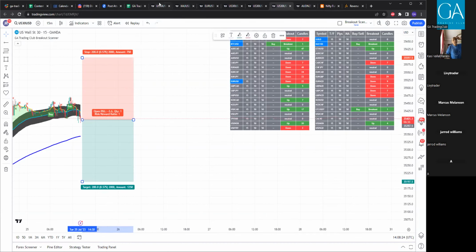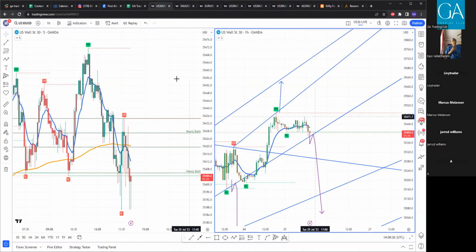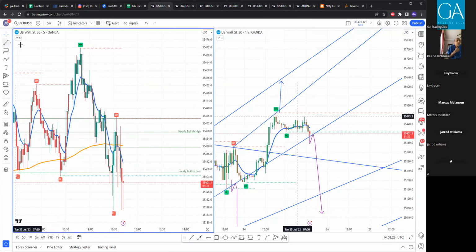Does anybody have any question for US 30, gold, EU, or any other instrument out there?